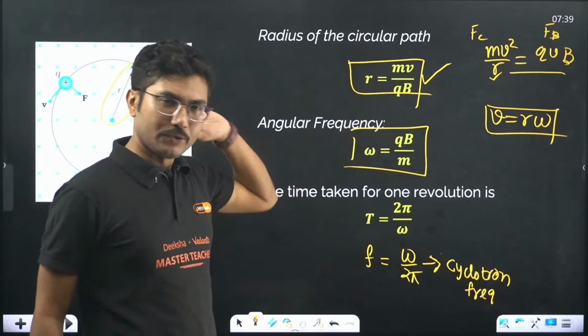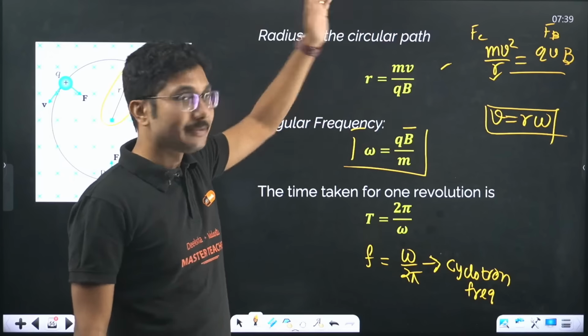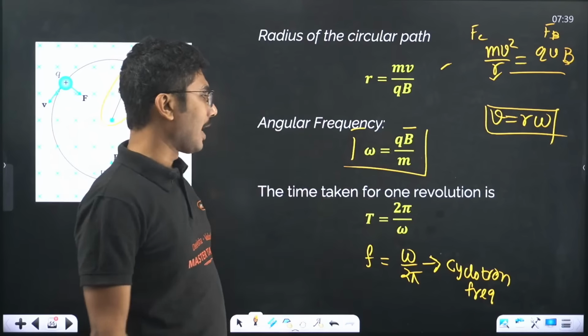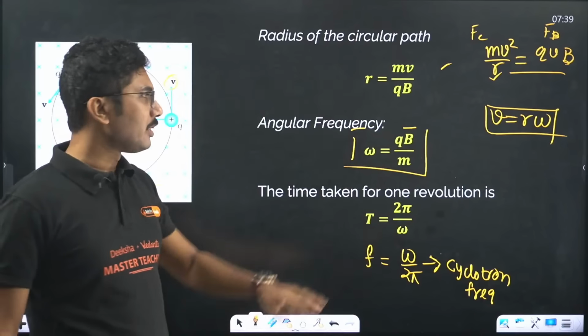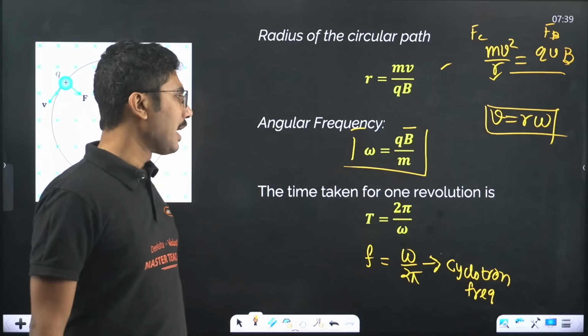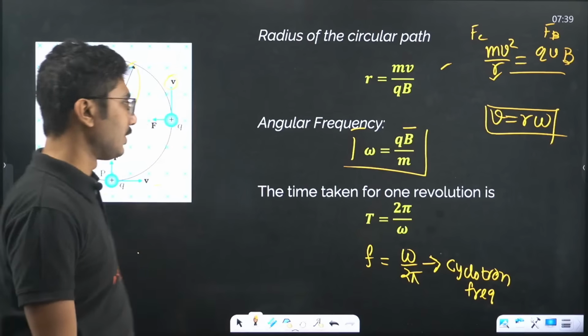If you forget these equations, it is not uncommon, because I sometimes myself get confused between r and omega. Time period is 2 pi by omega. Do not remember anything else, because this formula is valid for all types of time period, and frequency is equal to omega by 2 pi. This is also valid for all frequencies.